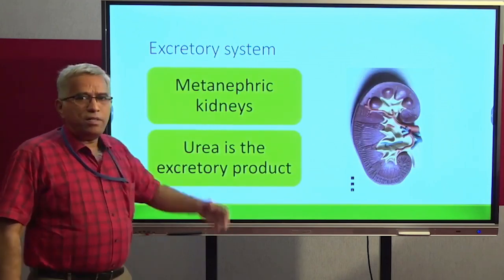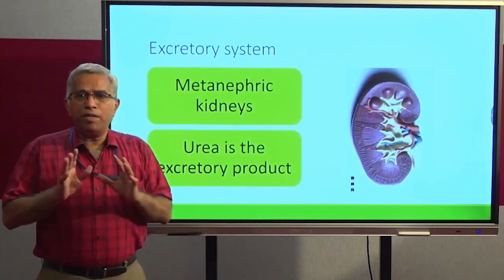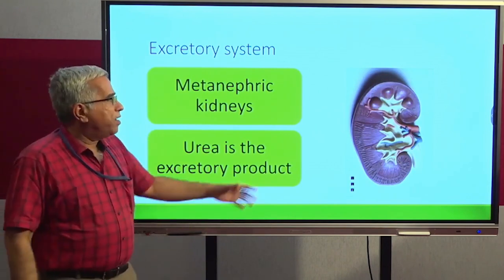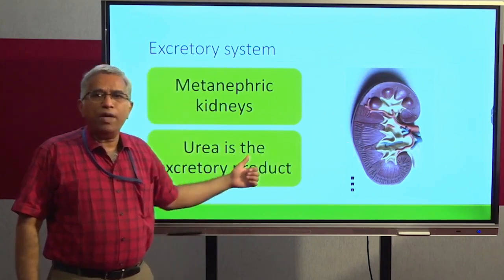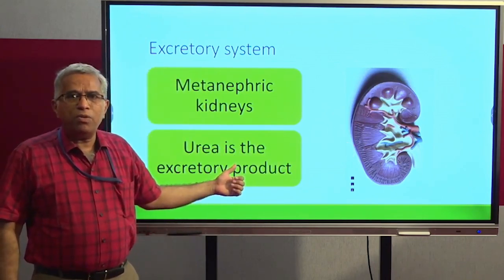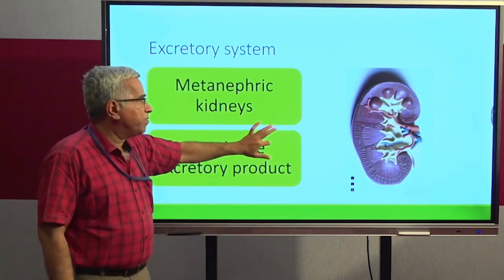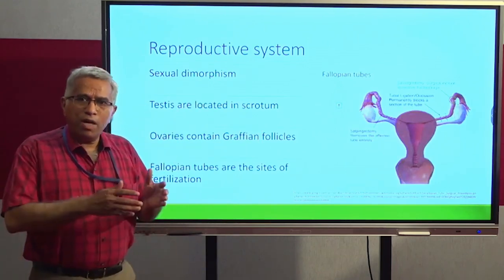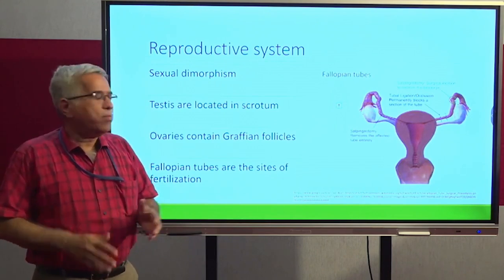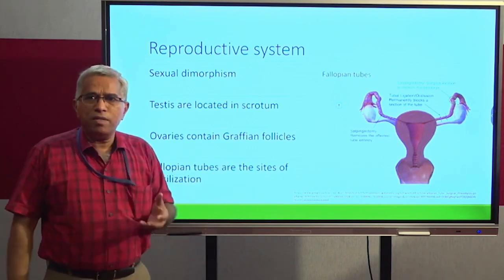Okay, coming to the excretory system. This is nothing but the municipality for your body. And it contains metanephric kidneys, which are bean-shaped, and they excrete urea. That means mammals are ureotelic in nature. And the reproductive system, sexual dimorphism will be there. Male reproductive system contains testes.